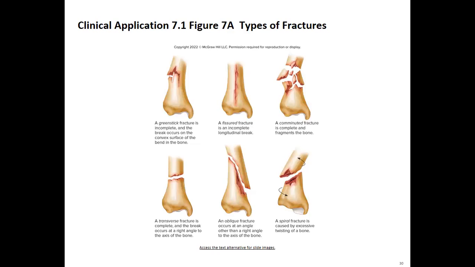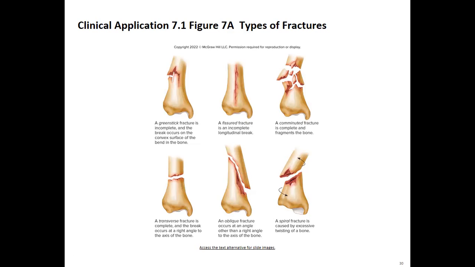So this is what these look like. You have this one called your green stick fracture. The green stick fracture is an incomplete fracture. The break occurs on the convex surface of the bend in a bone.